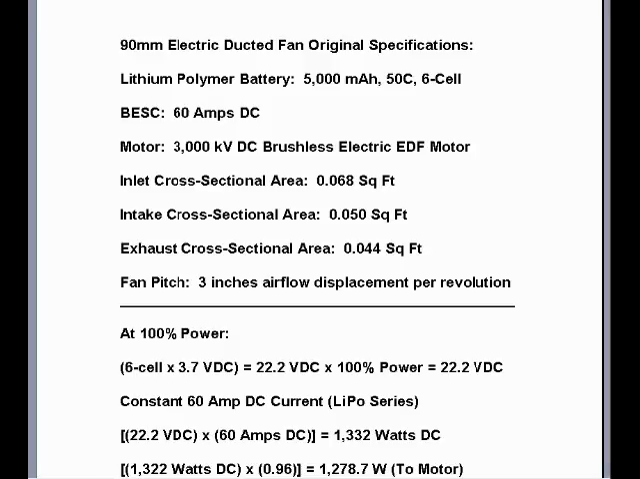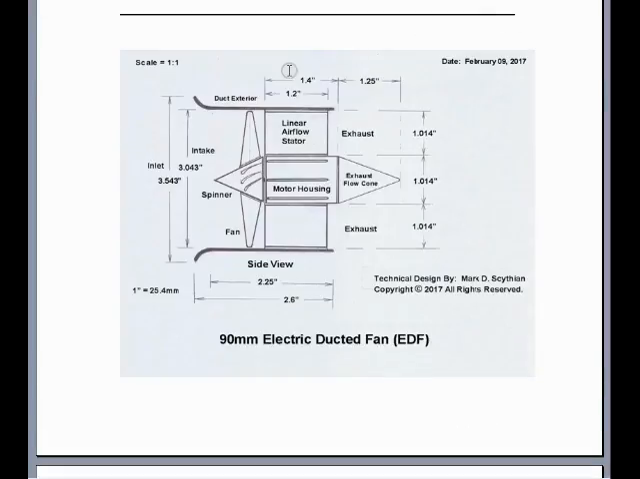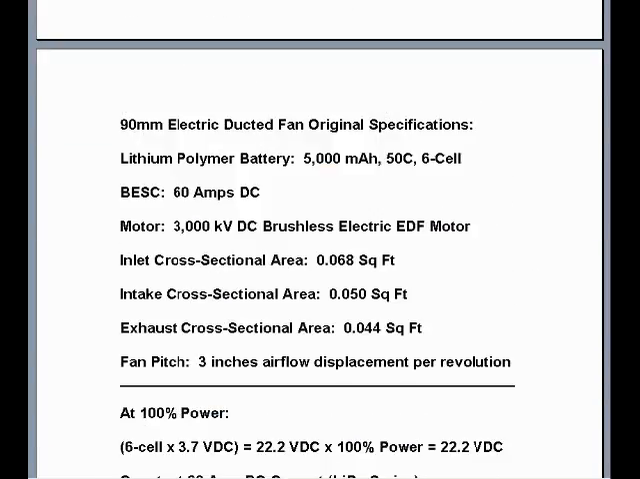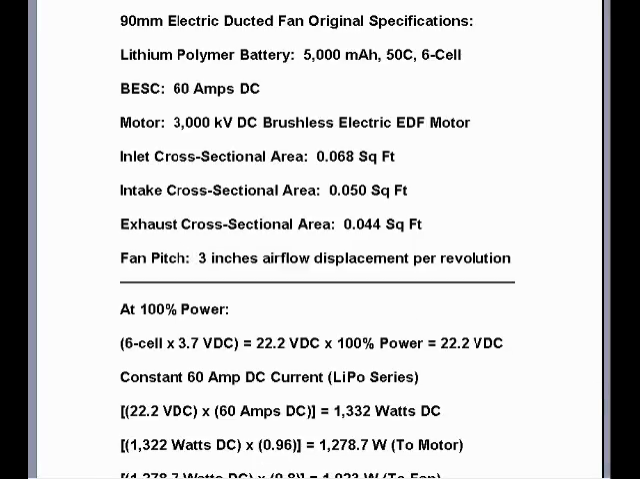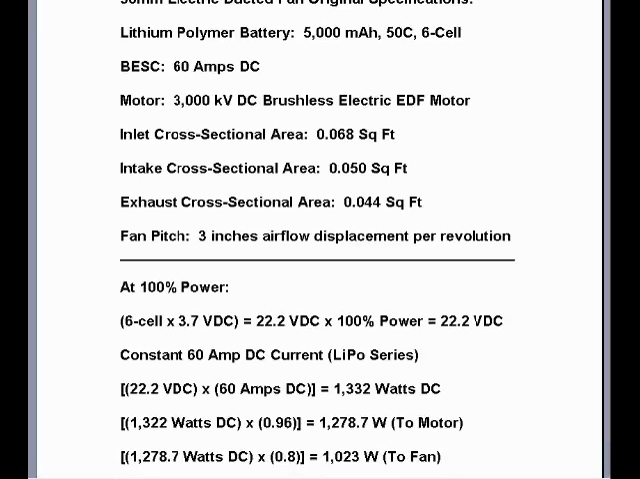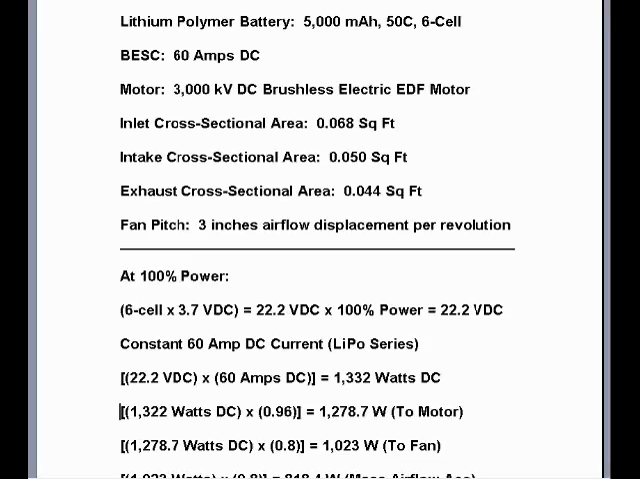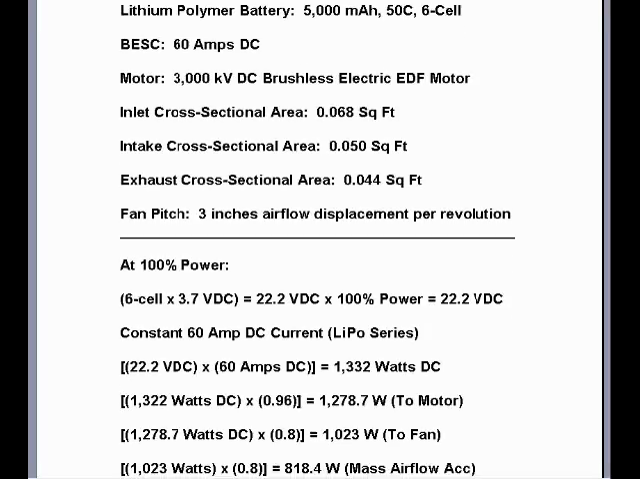And to go back to the original drawing here, there is your inlet, there's your intake equal to the fan swept area, and then your exhaust nozzle. You then have a fan pitch rated at 3 inches of airflow displacement per revolution, or simply 3 inches of pitch. We already went over the total static thrust, jet velocity, and mass airflow at 100% power in the previous 4-part video lecture.